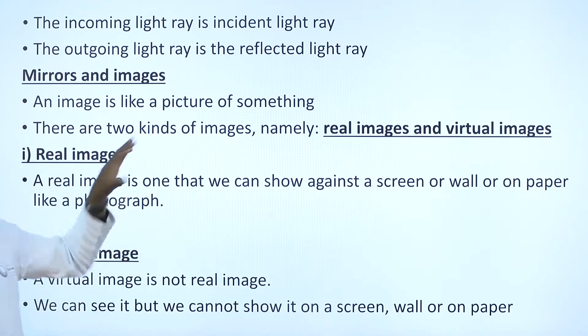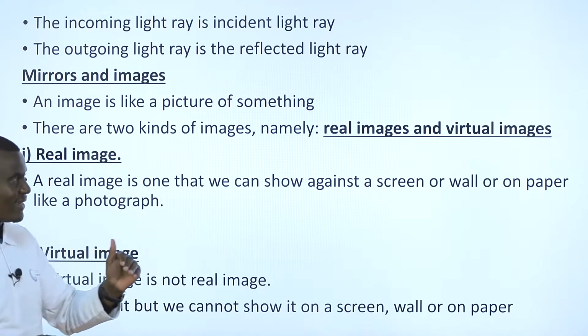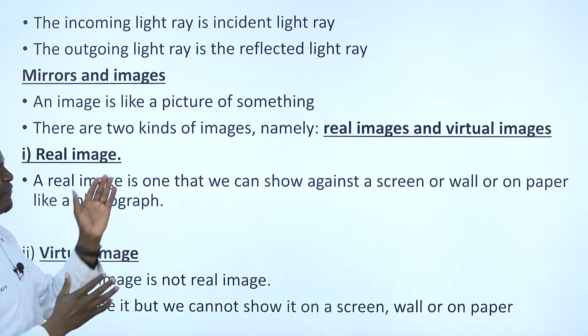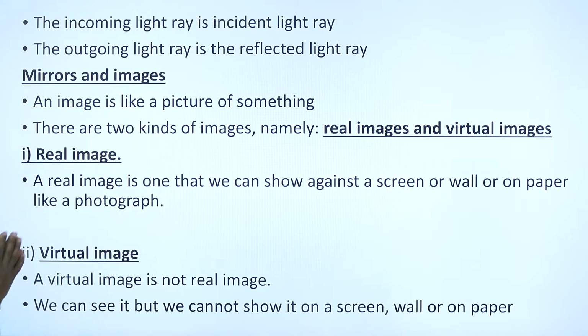Now, there are two kinds of images. Do you know them? Yes, we have got real images and virtual images. What do we mean when we say real and when we say virtual image? A real image is something that we can show against a screen or wall or on a piece of paper like a photograph.